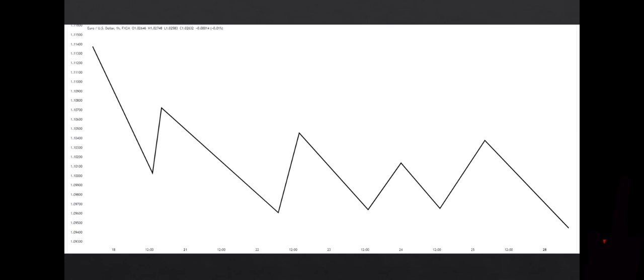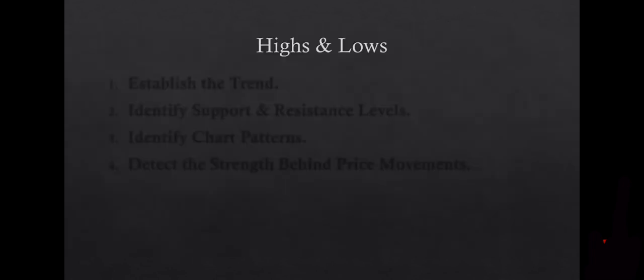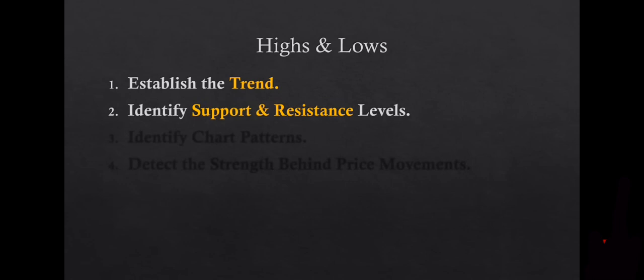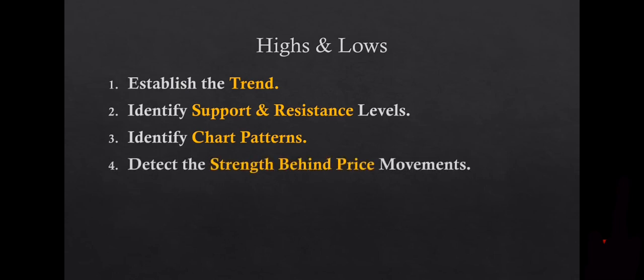Being able to identify highs and lows in the price chart is important for a few different reasons. 1. You can establish the overall trend of the market by looking at the highs and lows. 2. You can identify what are called support and resistance lines. 3. You can identify chart patterns. 4. You can detect the strength behind price movements by comparing highs and lows in price with the highs and lows in certain technical indicators. Don't worry if you don't know what all of this means, because we'll talk about each one of these 4 elements right now. Let's begin with the overall idea of market trends.